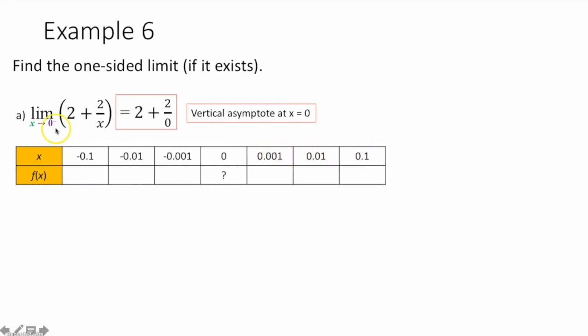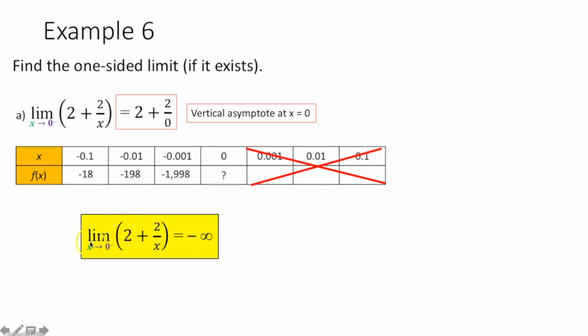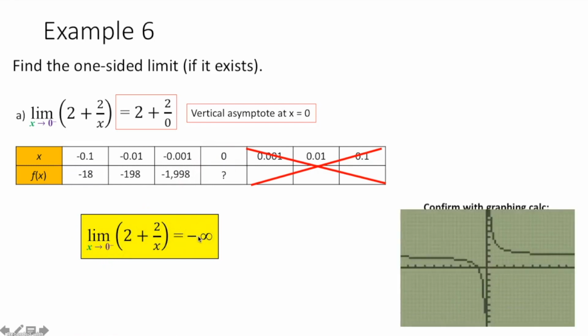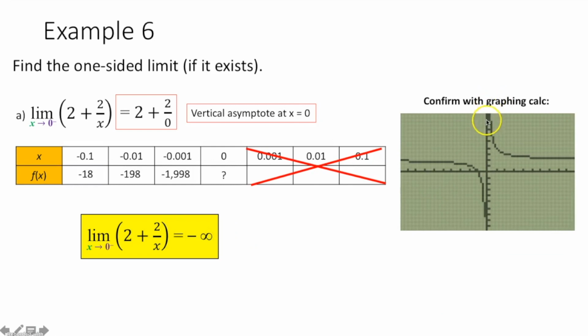And which ones do we need? Well, we are coming in from the left, so we need the x values that are less than 0, so we don't need these guys over here. We are now going to plug these in for x to our given function and get the y values that go with those. We see that we are approaching negative infinity as x approaches 0 from the left, so we can say that the limit as x approaches 0 from the left of our given function is equal to negative infinity. We confirm this with our graphing calculator, and you can see at x is equal to 0, our function is approaching negative infinity from the left.